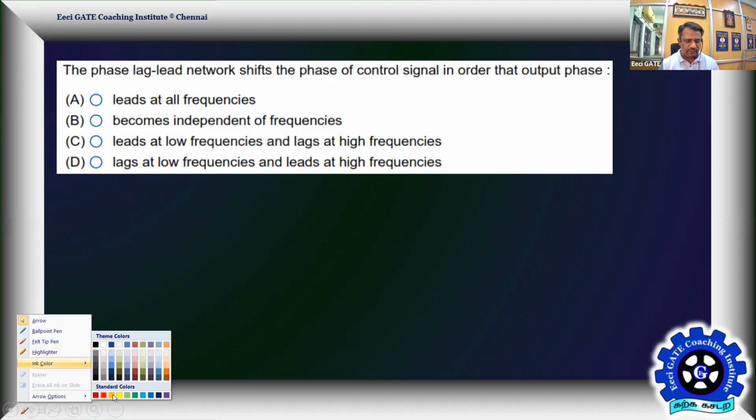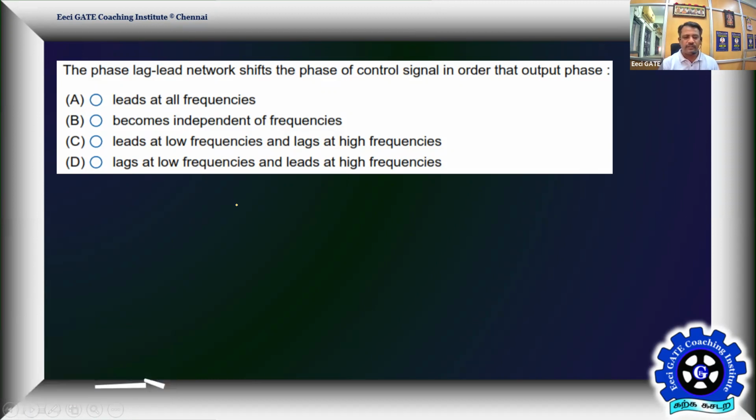But one thing is for sure: at the center frequency, it is going to neither lead nor lag. It is going to offer a zero phase shift. If you remember the circuit, you can play with that. The circuit is very simple and probably you used it in Wien bridge oscillators, the same circuit.